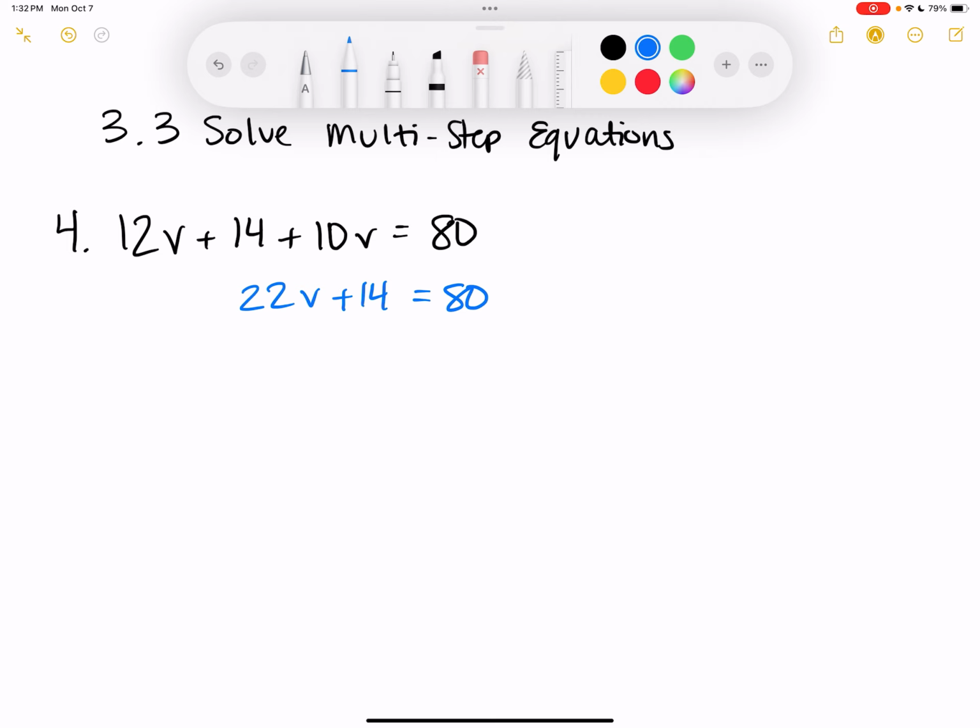Now this looks just like what we had on Friday, so what would I do next? Subtract 14 first. So I would have 22v equals 66. Then what? Now we divide by 22 on both sides. So v equals 3.